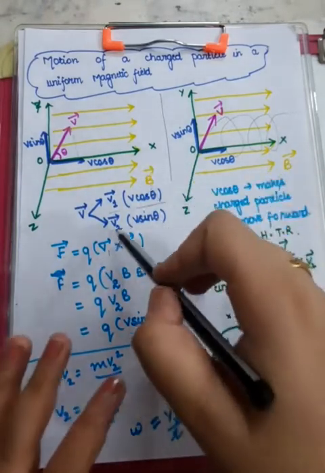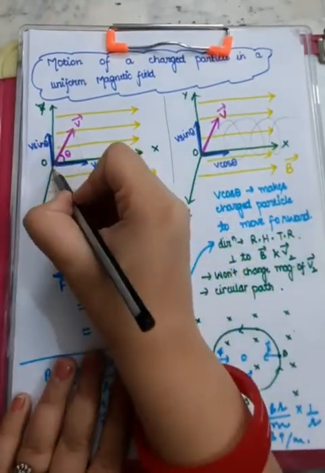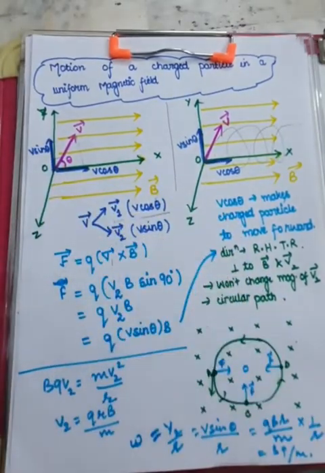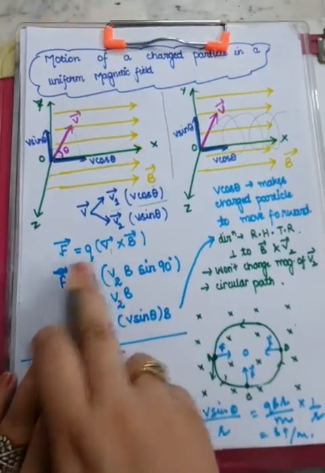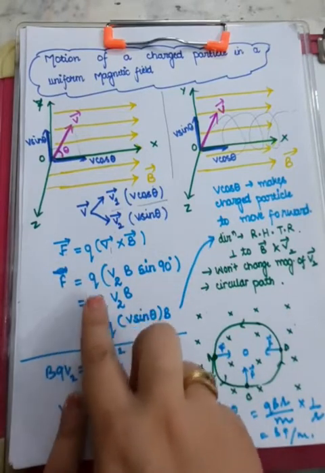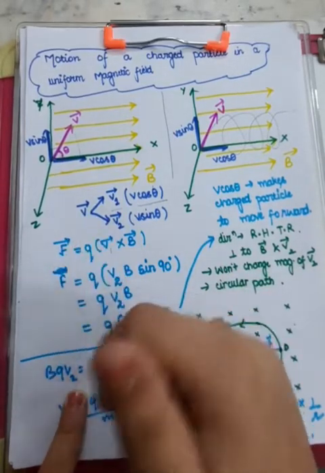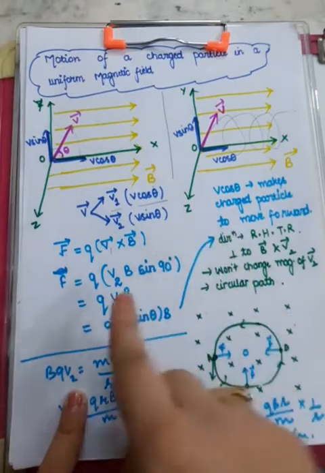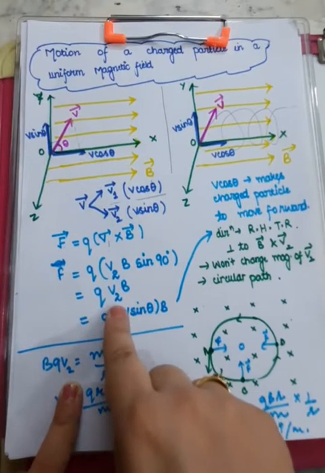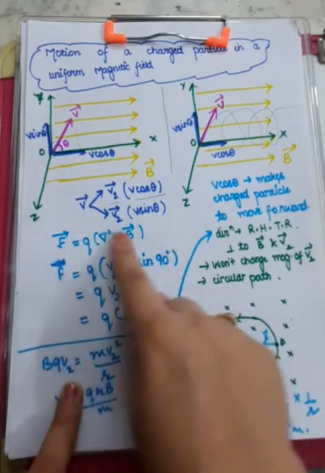Okay, so remaining is v2 vector now. You can see that v2 vector, which is the other name for v sin theta, is making an angle of 90 degree with these yellow lines, with the direction of B vector. So when you apply the same formula for v2 vector, F equals q v2 B sin 90 degree, and sin 90 degree is equal to 1. So this will become q v2 B. Okay, and v2 has a value v sin theta, right? So this is the actual force.